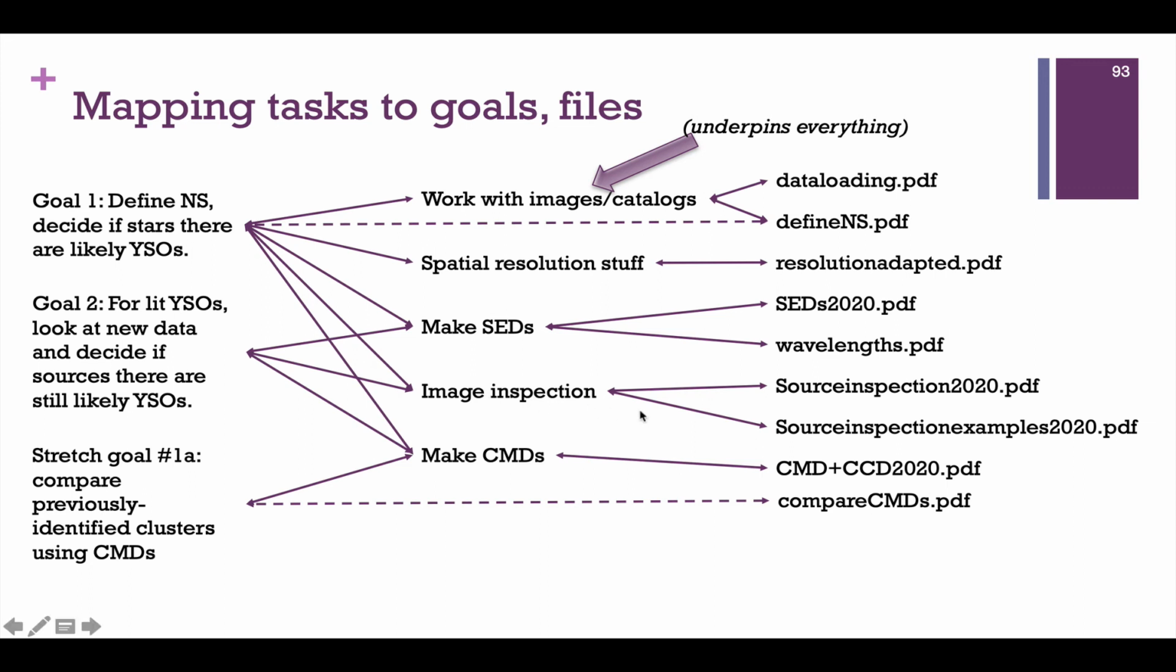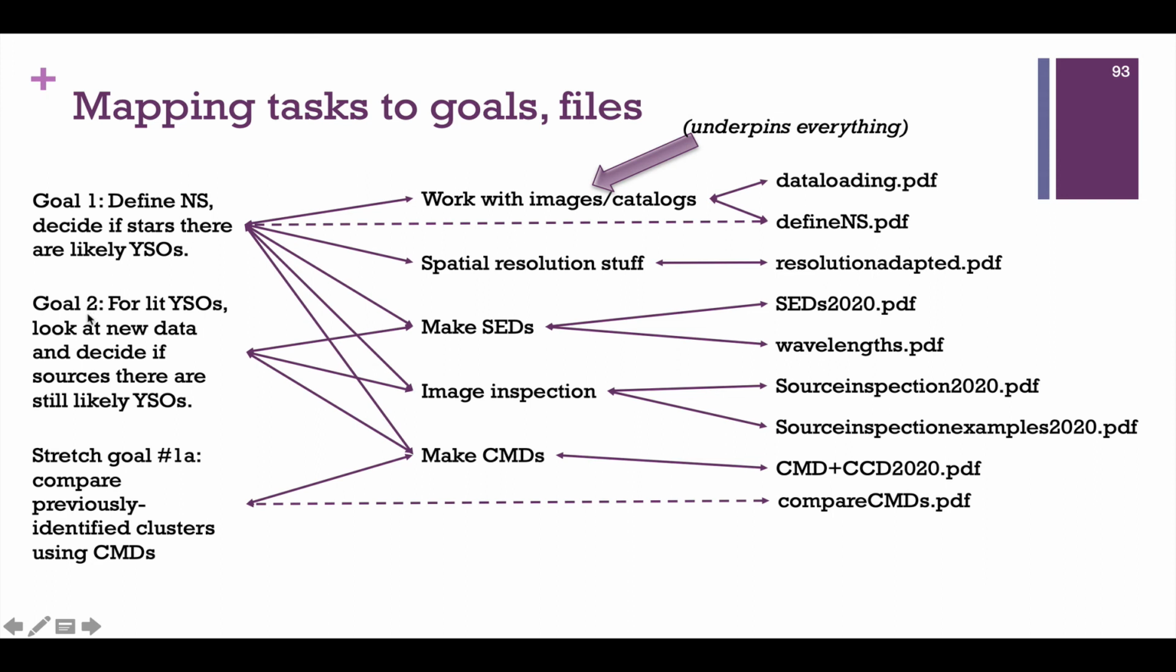There's the image inspection process, and there's 2 files that go with that. One is a general description of source inspection, like the things you need to worry about. And then there are some nitty-gritty examples. And I'm sorry, but the examples do come from last year. I just didn't have time to make new detailed examples of actual sources in our field because I haven't done the analysis in our field yet. And then for making color magnitude diagrams, there's a file specifically on that.